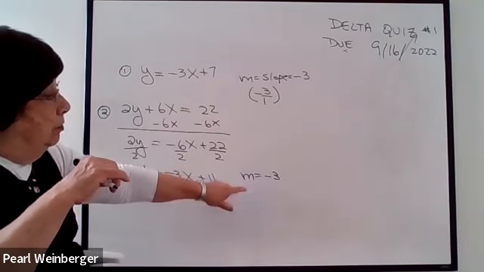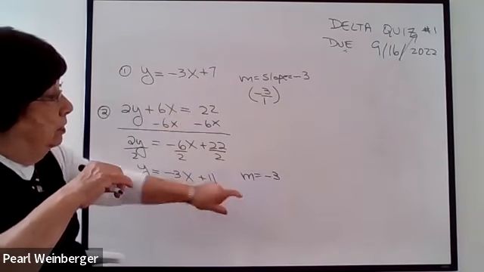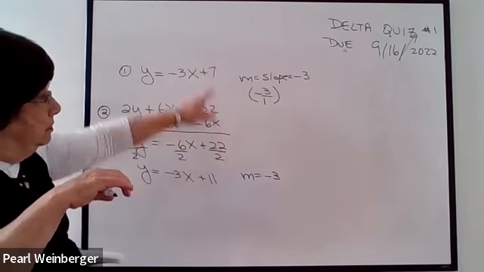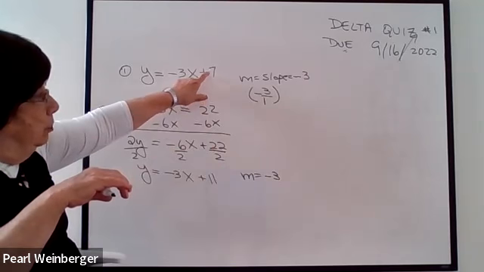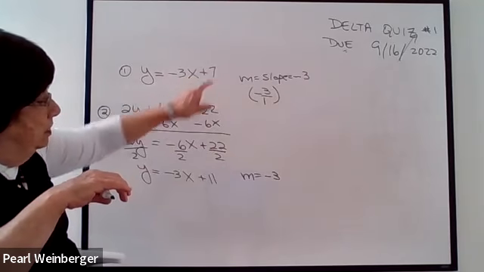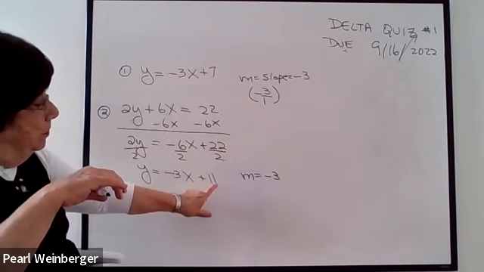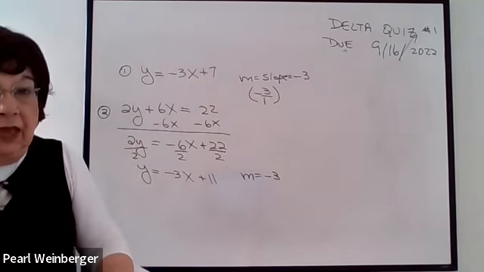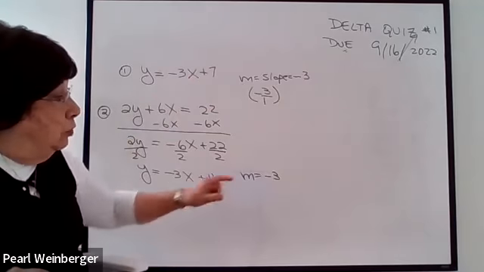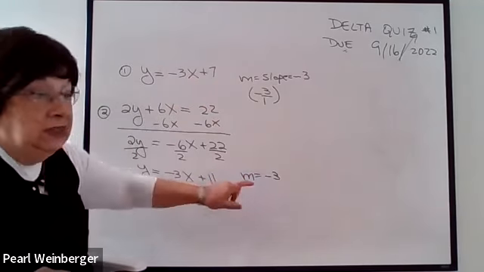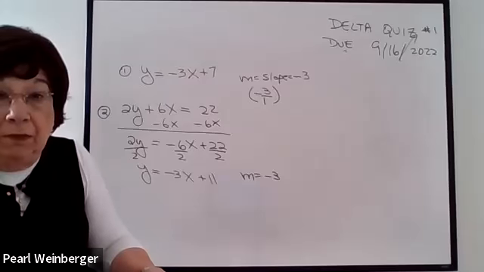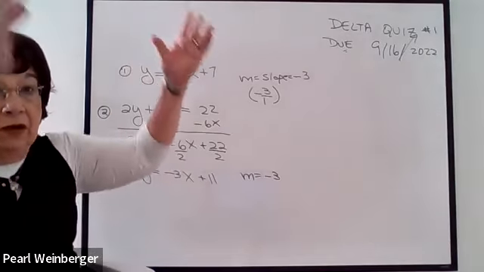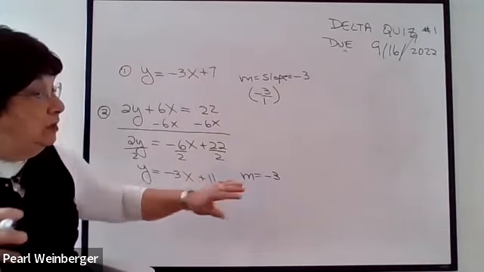Okay, now we're looking at these two lines. Notice they have different b's. This has a b or y-intercept of 7. This has a y-intercept of 11. They're not going through the same point on the y-axis. But what about their slopes? Their slopes are the same. And isn't that what we mean by parallel lines? Lines that have the same slope, they're exactly slanted the same.